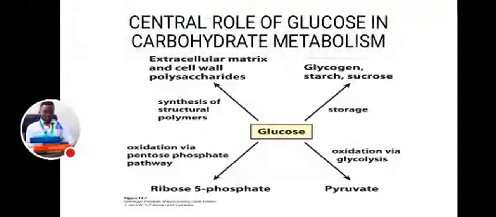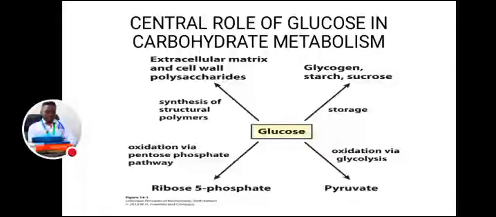The central role of glucose in carbohydrate metabolism. Number one, it is used in the synthesis of structural polymers, the extracellular matrix as well as cell wall polysaccharides. Remember, glucose is used especially in the synthesis of polysaccharides, as well as the plant cell wall, the one that is made up of cellulose, which is just a polysaccharide.